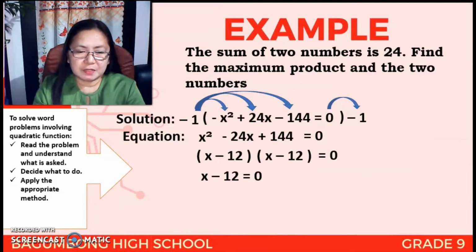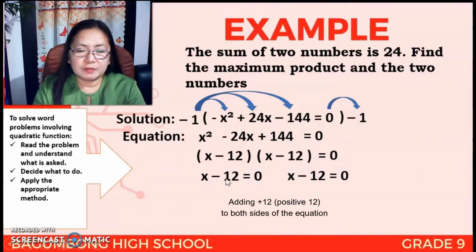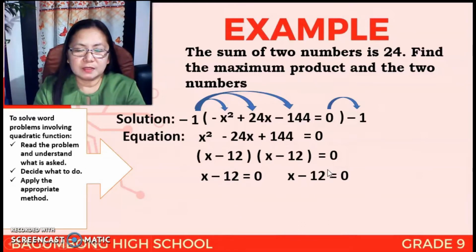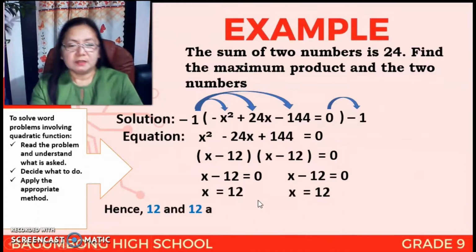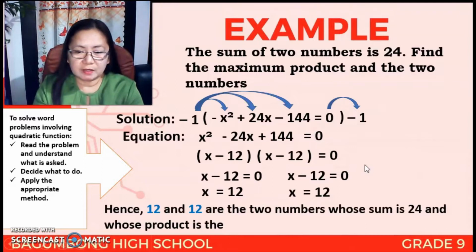Equate each factor to 0. x minus 12 is equal to 0, and the other one is also x minus 12 is equal to 0. Then, by using the addition property of equality, adding 12 to both sides of the equation to make negative 12 equal to 0, or to isolate x, x is equal to 12 and x is equal to 12. Therefore, 12 and 12 are the two numbers whose sum is 24 and whose product is the maximum.